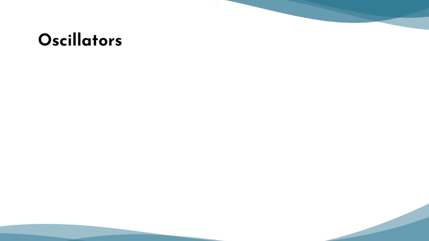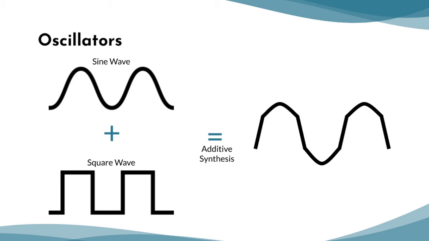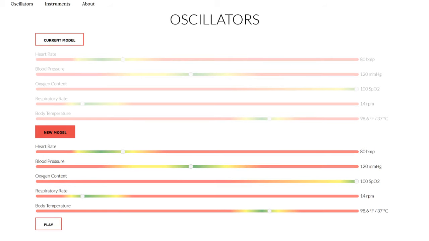Oscillators are synthesized sound waves. The 2 waves that are used are sine and square waves, where the square wave represents low oxygen content and sine wave represents high. The 2 waves are merged together by additive synthesis, combining the 2 timbres together to produce a new sound wave. Now, let's hear the audio as oxygen, blood pressure, and heart rate change.